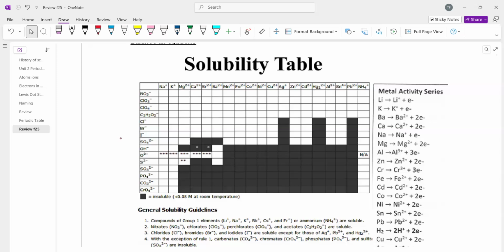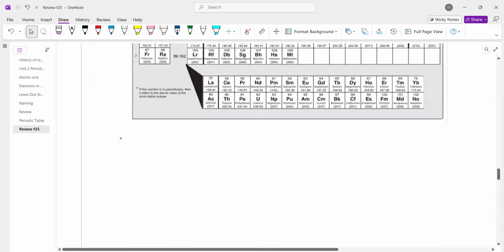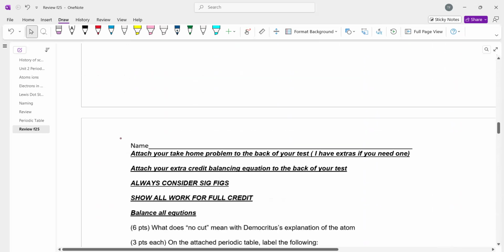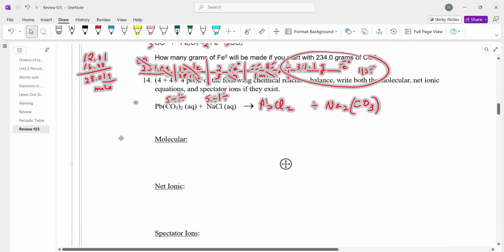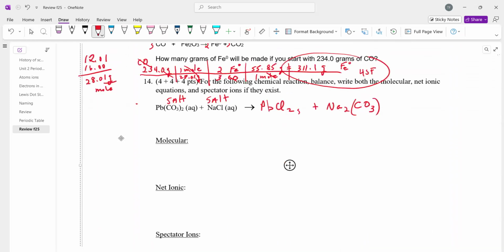What about the sodium carbonate? So find carbonate, which is towards the bottom, and sodium, which is the first column over. Is it white or black? White, so it's soluble. Okay, so this is solid, and this is aqueous. So that's the molecular equation, balanced.